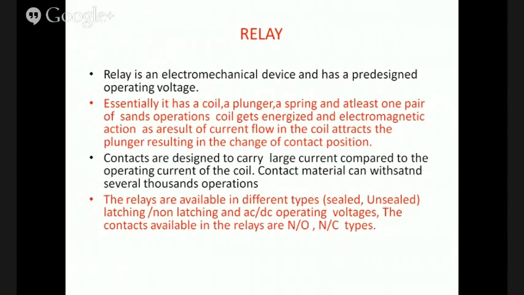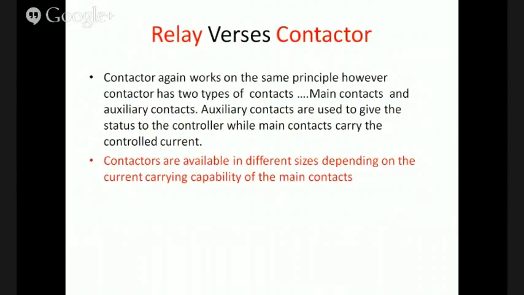The relays are available in different types: sealed and unsealed, latching, non-latching, AC, DC operating. The contacts available in the relays are NO and NC, that is normally open type contact and normally closed type. If it is a normally closed type contact, when you energize it, it becomes open. And on the other hand, if it is an NO type, that is normally open type, when current starts flowing, it is energized, then it becomes closed. Relays versus contactors. How do you compare the two?